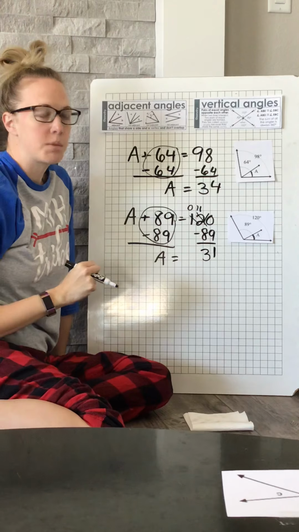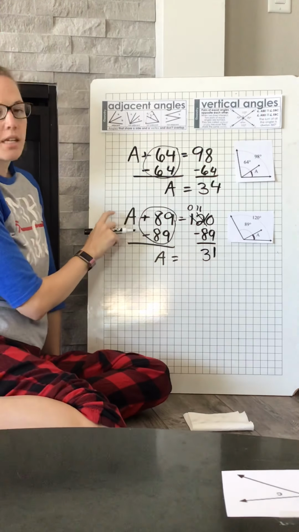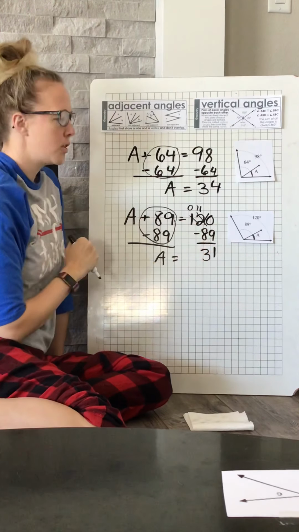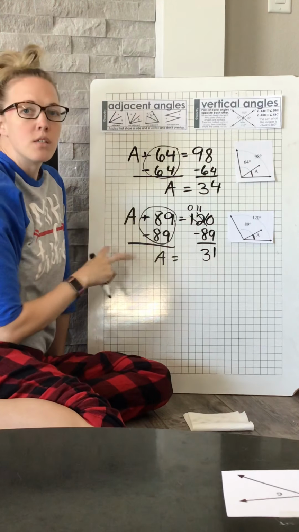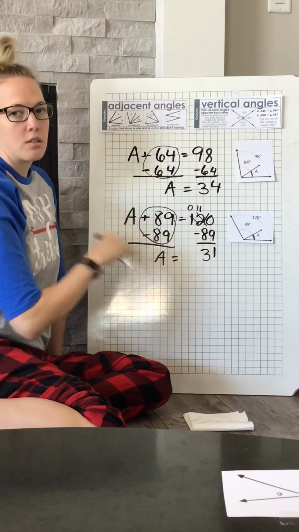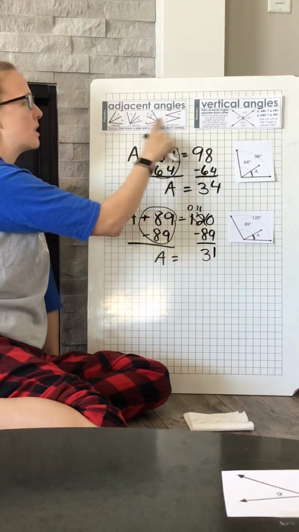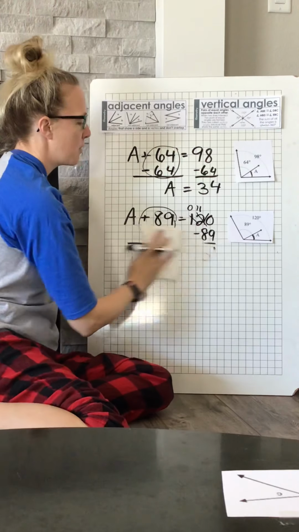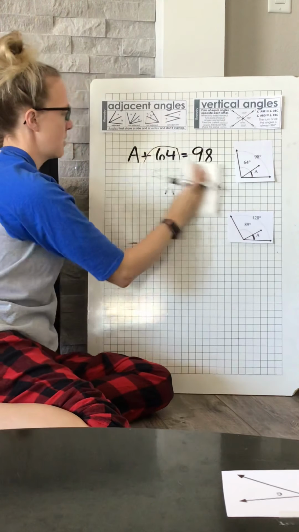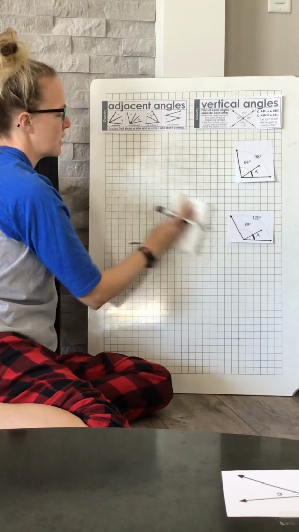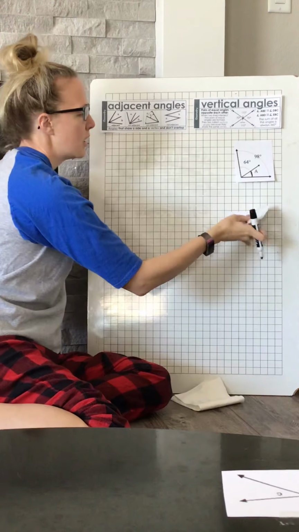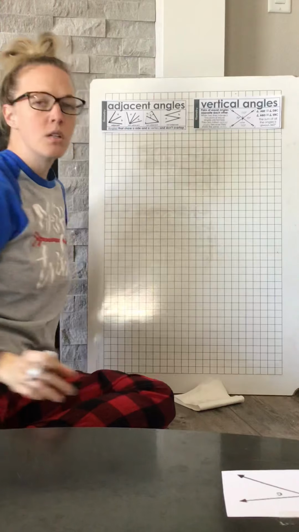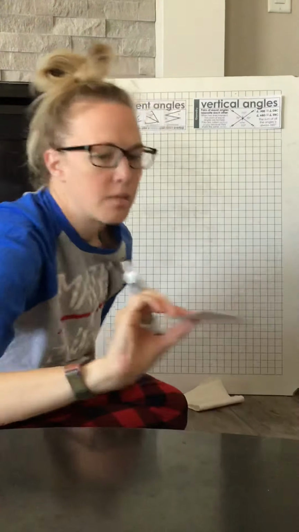And again, you can use substitution and put that back in to double check your answer. 31 plus 89 should equal 120. So this is what our algebra is going to look like for our one-step equations. This is how we solve adjacent angles. I'm now going to switch over to some examples of vertical angles. However, we also might need to keep some of what we know about adjacent angles to be true as well.